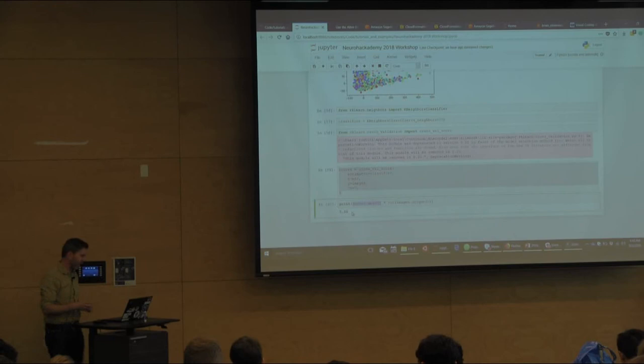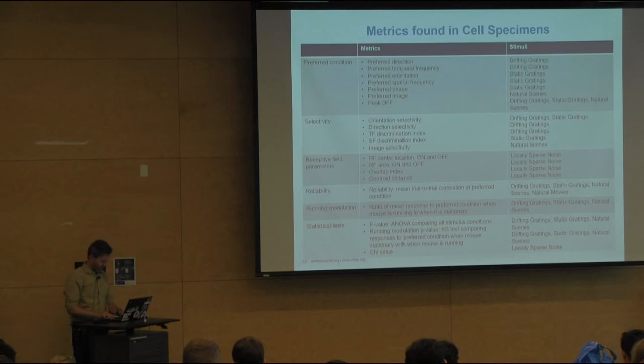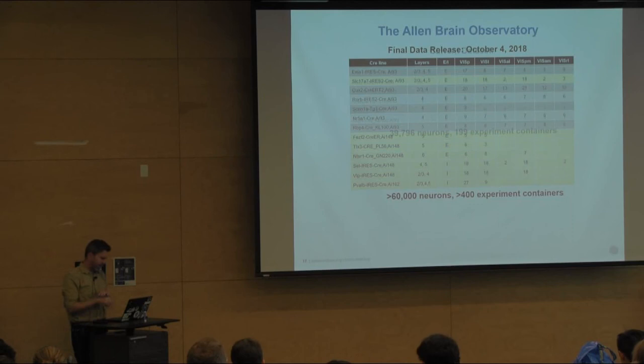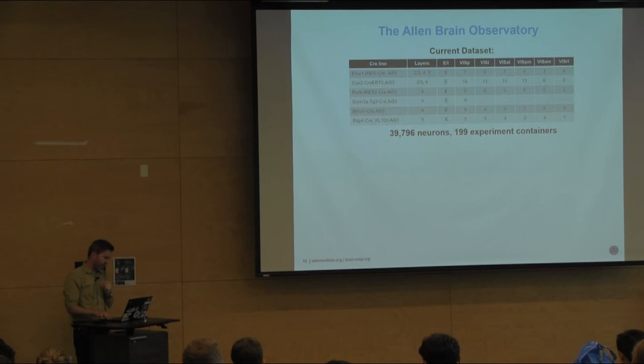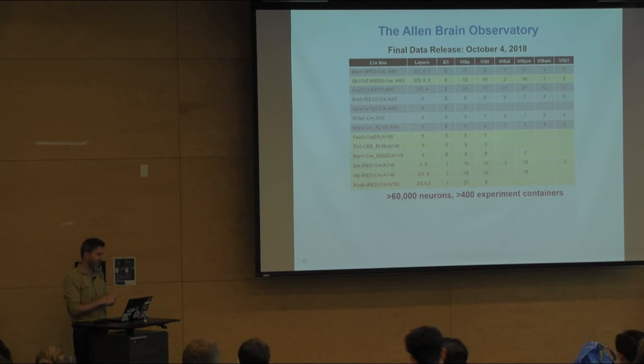so to wrap up the presentation, we're wrapping up final data collection of this data set. What is currently on our website is 39,796 neurons, 200 individual data sets, 200 experiment containers, so 600 individual experiments. For our final data release of this data set in October, we're looking at over 60,000 neurons, doubling the number of Cre lines that we're recording from.